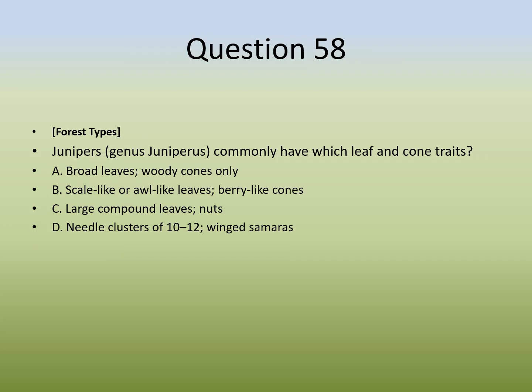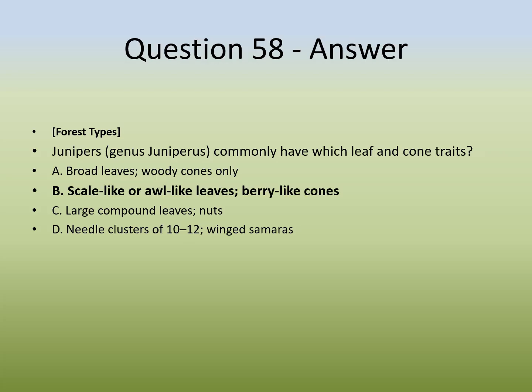Junipers commonly have which leaf and cone traits? A. Broad leaves, woody cones, B. Scale-like, berry-like cones, C. Large compound leaves and nuts, or D. Needle clusters of 10 to 12 and winged samaras. The answer is B. Scale-like or awl-like leaves and berry-like cones.